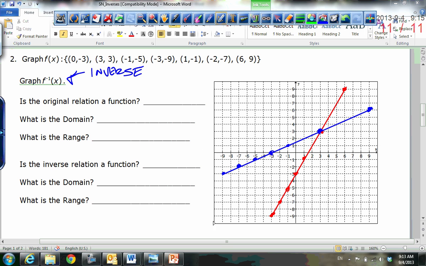And I'm going to do one last thing here in a different color. I'm going to draw the line y equals x here in green. So did it reflect across y equals x? Are my red and my blue kind of a mirror of each other? Yes, it is. Okay, so it asks if the original one, my red one, is a function. Does it pass the vertical line test? Yeah. So is this relation a function? Absolutely.